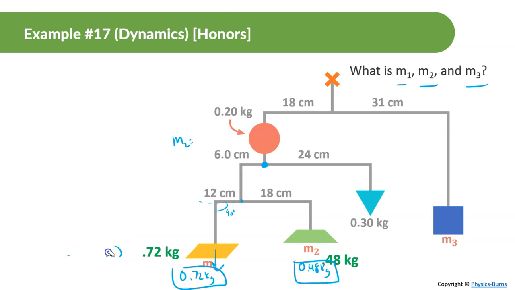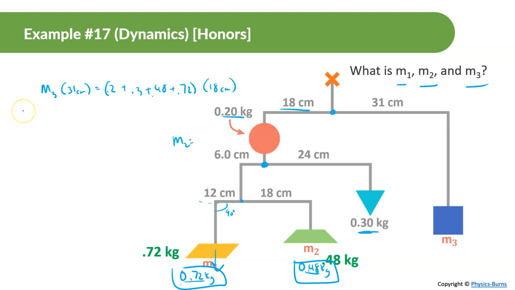Okay, so for trying to find M3, we have this over here. The torque of one side is M3 times this 31 centimeters. And this is going to be equal to the masses of all these objects at a distance of 18 centimeters away. So this is 0.2 plus 0.3, this one, and then what we found, 0.48 plus 0.72, and then a radius of 18 centimeters.